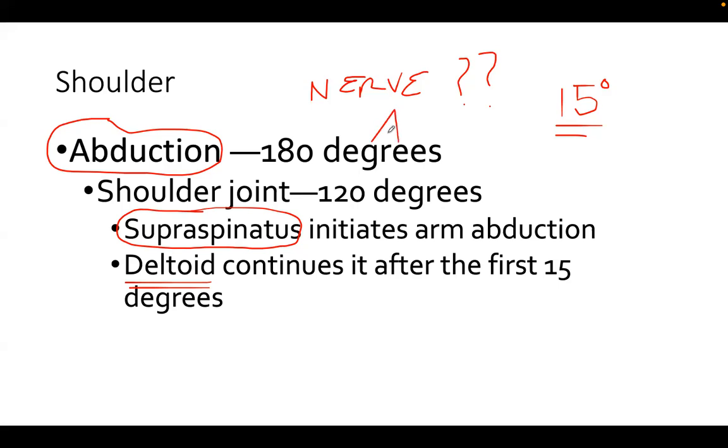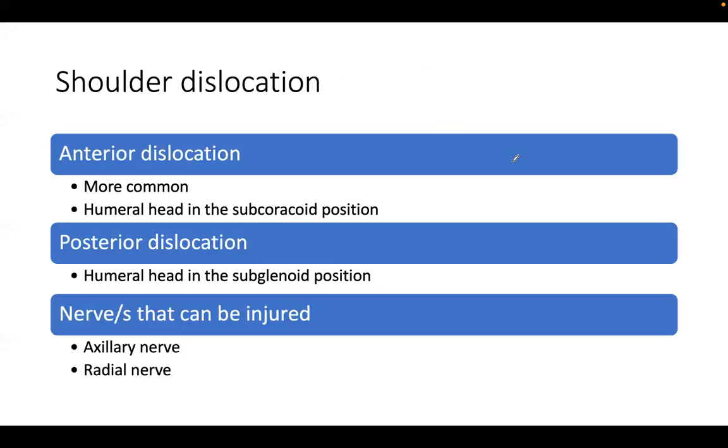Analyze. It's the axillary nerve. Why? What muscle has just lost its nerve supply? It's the deltoid. Okay, so please take note of that.